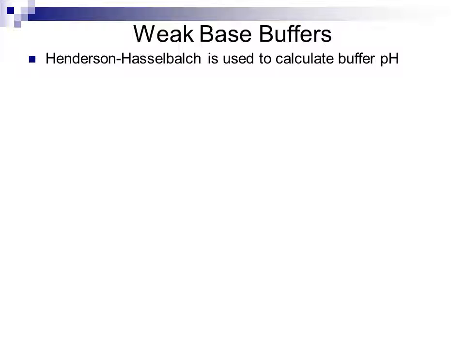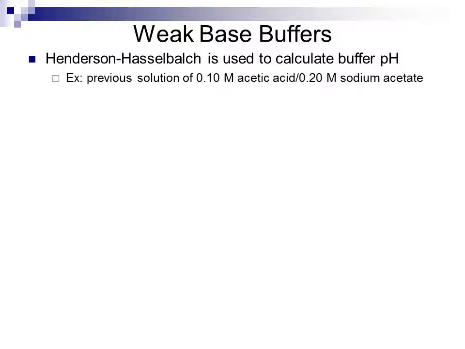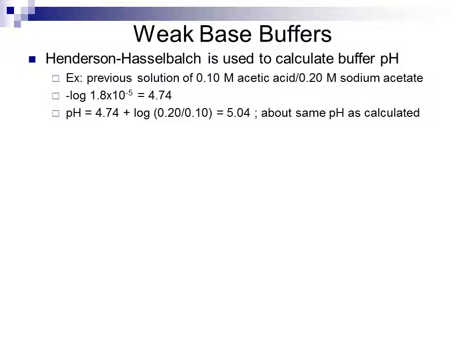It can be used to calculate buffer pH. Our previous solution of 0.1 molar acetic acid and 0.2 molar sodium acetate, if we have the negative log of our Ka, that's 4.74. So our pH would be 4.74 plus the log of the conjugate base, 0.2, over the acid, 0.1. So 4.74 plus the log of 0.2 over 0.1 gives us 5.04. Which is about the same pH as what we calculated by the ICE formula at 5.05.